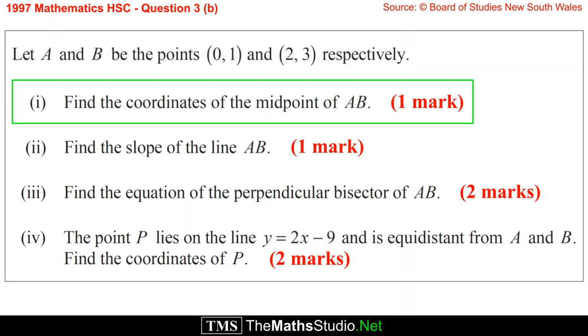Question 3, Part B. Let A and B be the points (0, 1) and (2, 3) respectively. Part 1. Find the coordinates of the midpoint of AB.